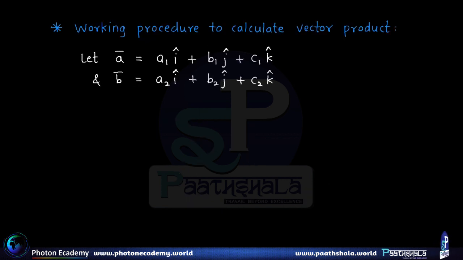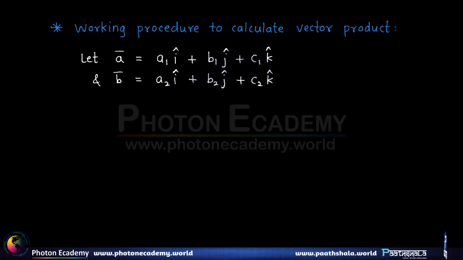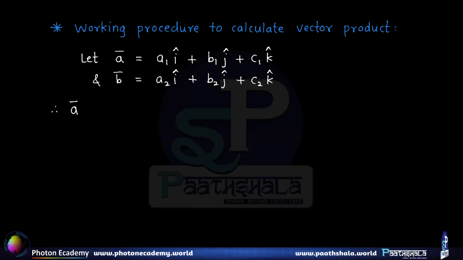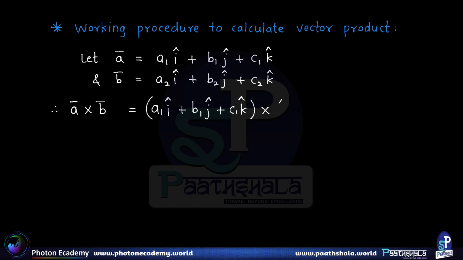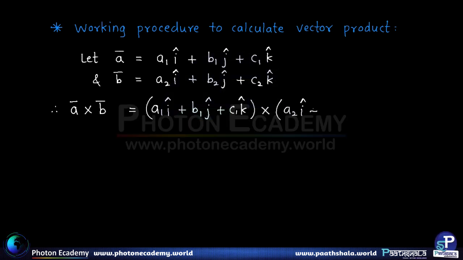Alright, now let's go ahead and derive how do we actually calculate the vector product of any two given vectors. So here is the working procedure. Suppose that, as shown here, there are two vectors a bar and b bar whose i, j and k components we know. So when we do a cross b, we observe that we will have to do the cross product of both the expressions. So therefore a1 i plus b1 j plus c1 k cross a2 i plus b2 j plus c2 k.